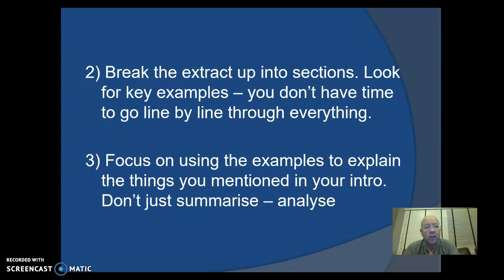So you need to look at key examples. And then once you've got those key examples, you use those to explain all the things you mentioned in your intro. How is the writer achieving this particular purpose? How is the writer making us feel? Why is a character saying something or doing something? And then you work your way through each of the examples you have, all the time going back to the things you mentioned in your introduction to tie it all together.